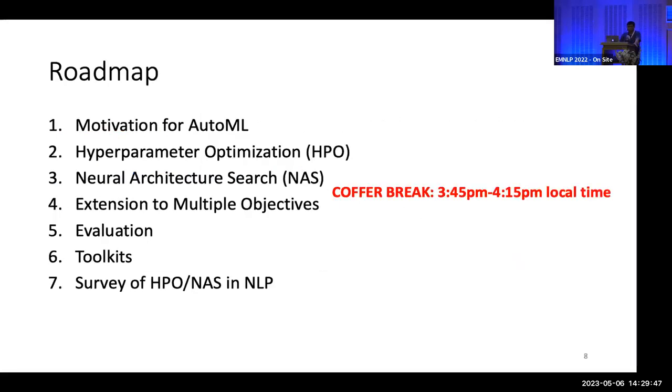Okay, so here's a roadmap. I've already talked about the motivation. Next, Xuan will talk about the hyperparameter optimization, the major techniques there, and then I'll follow later by talking about neural architecture search methods. And these are sort of the two main areas we'll cover. So basically, it's going to be a machine learning lecture.